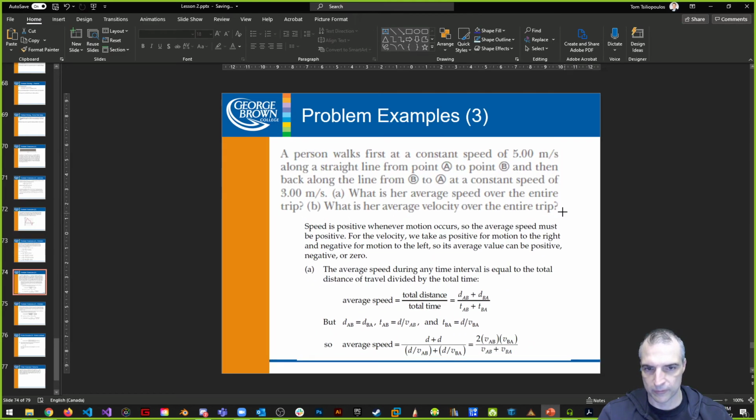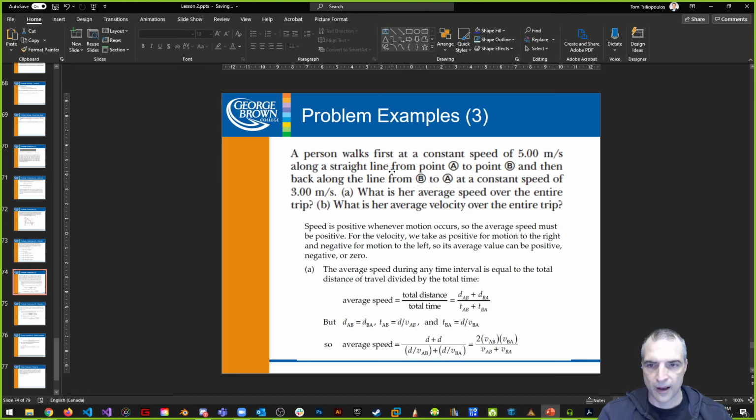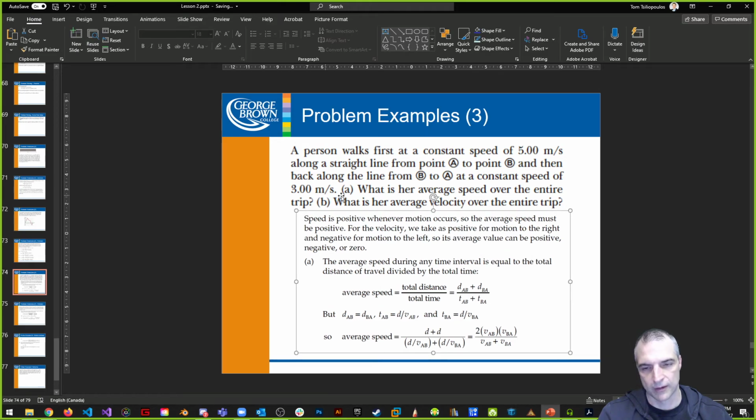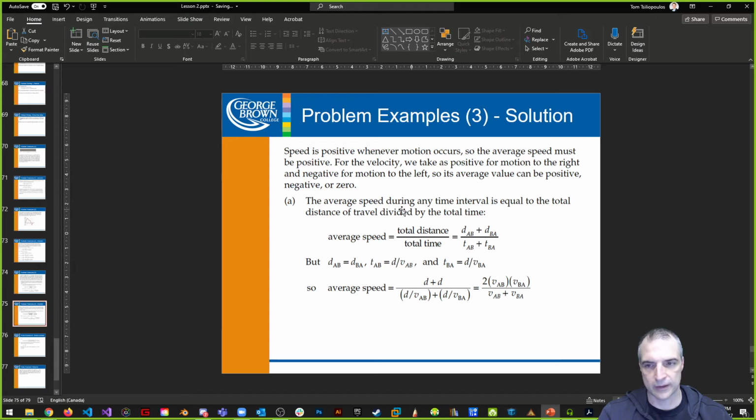Really weird too. A person walks at a constant speed of 5 meters per second along a straight line from point A to B. Okay? And then back along the line from B to A at a constant speed of 3 meters per second. What is her average speed over the entire trip? So think about that. Again, same kind of ideas.